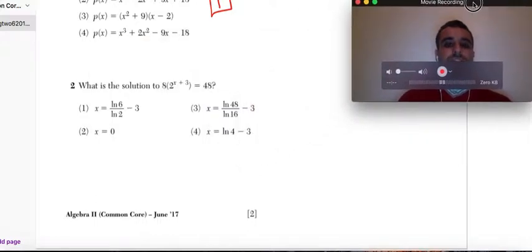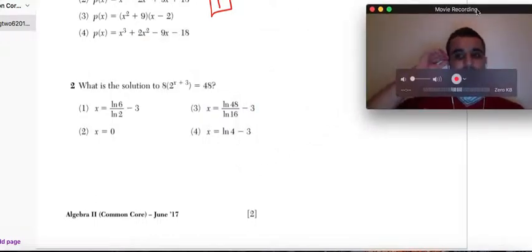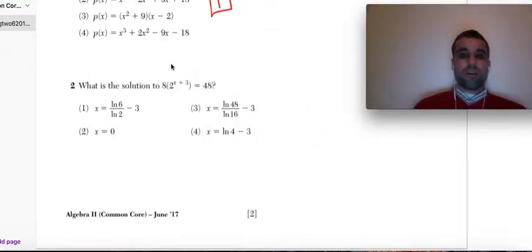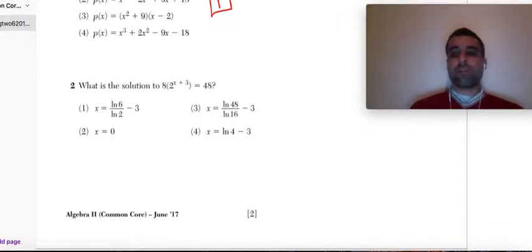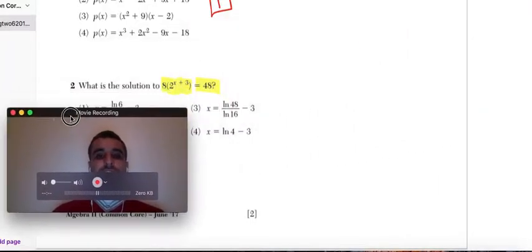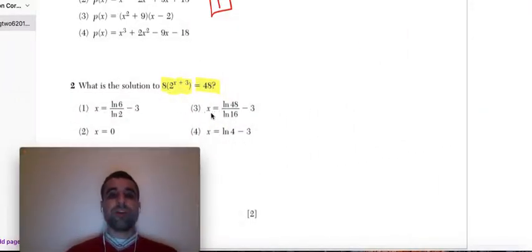Number 2 was interesting because they're giving us an exponential equation, but they're giving the solution in terms of the natural logarithm base e. They're asking, what's the solution to 8 times 2, with 2 being raised to the power of x plus 3, equals 48. I'm going to show you how to solve this using the natural logarithm. We don't need the calculator so far, but all the answer choices are in terms of ln, the natural log, except for choice 2, which is x equals 0.